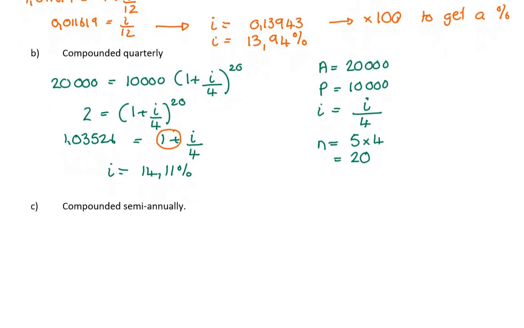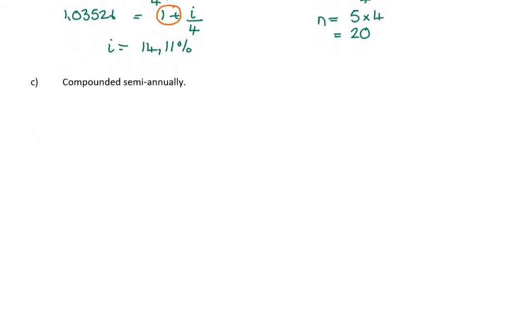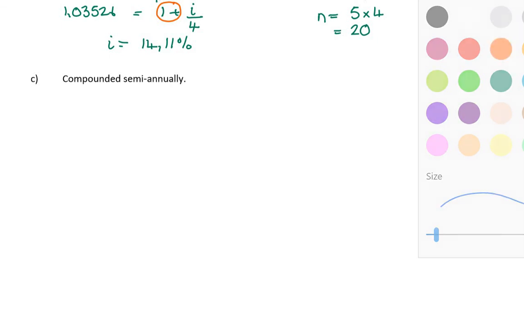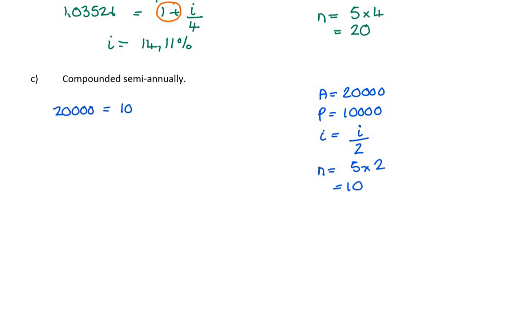Okay, finally, let's try one last one, which is compounded semi-annually. So semi-annually, don't forget, means twice a year. So exactly the same A value, we want it to double, so it's 20,000 Rand from 10,000 Rand. My interest rate is I don't know, but it's divided into 2 equal chunks, and it's 5 years, but twice a year, which is 10. So it's exactly the same calculation, and again I'm expecting an even bigger amount. So 1 plus I over 2 to the power of 10.